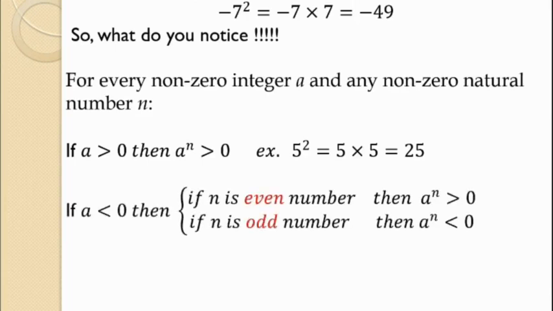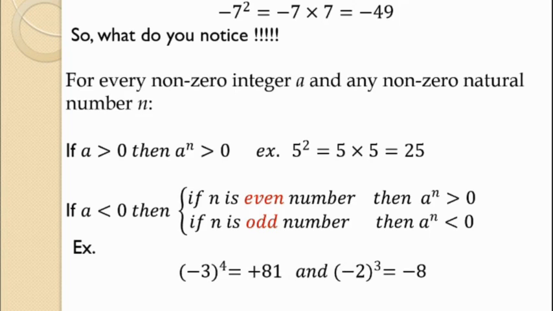If a is negative, I look at the exponent. If the exponent is even, then there's no need to do the calculation. Directly the answer will be positive. But if n is odd, I mean 1, 3, 5, 7, 9, these are the odd numbers, then the answer will be negative. Let's take an example.